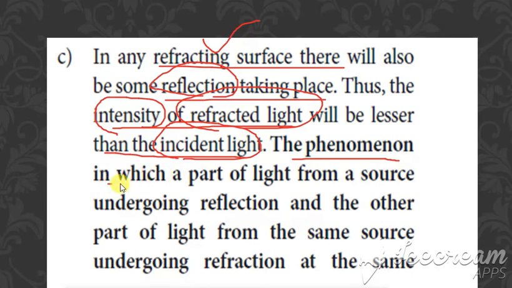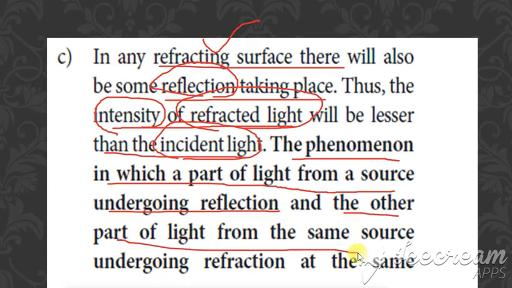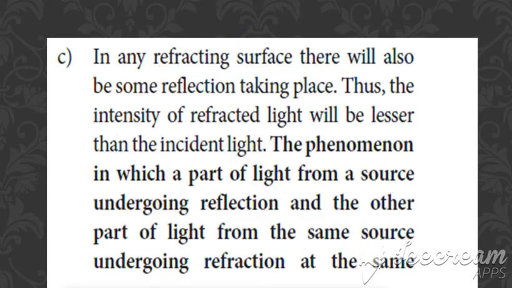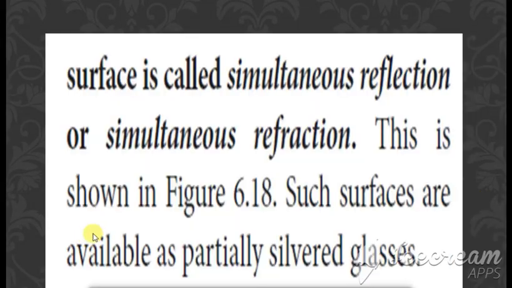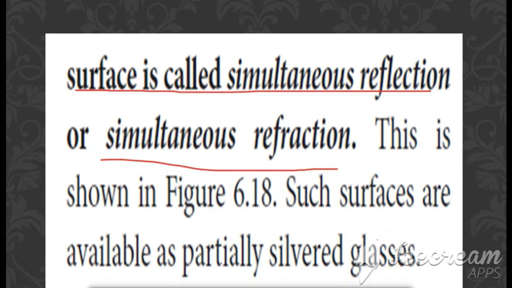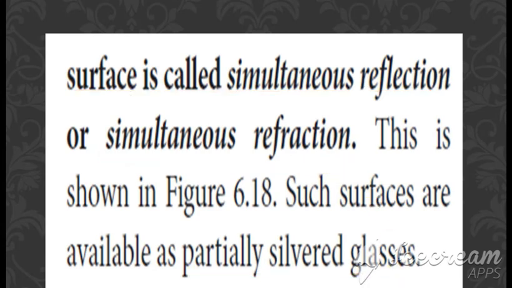Then the phenomenon in which part of the light from the source undergoes reflection and another part of the light from the source undergoes refraction at the same surface is called simultaneous reflection and refraction, and such surfaces are available in partially silvered glasses.